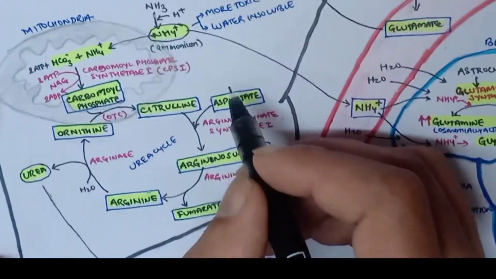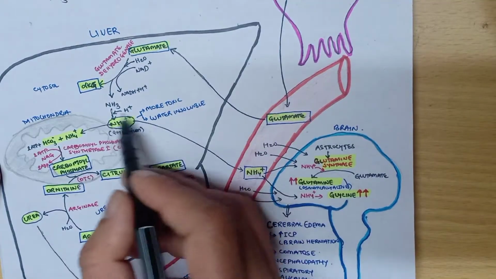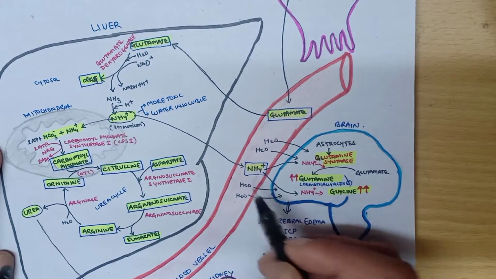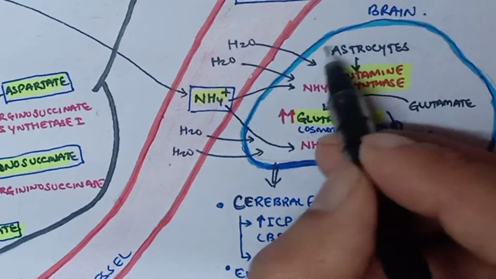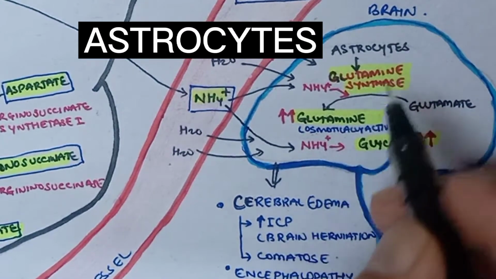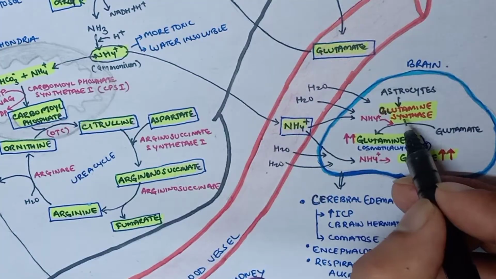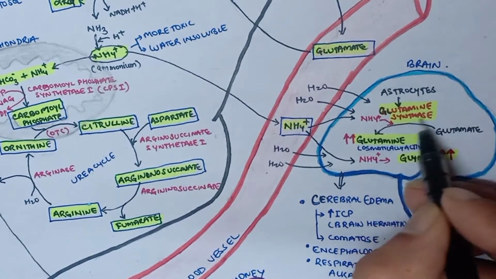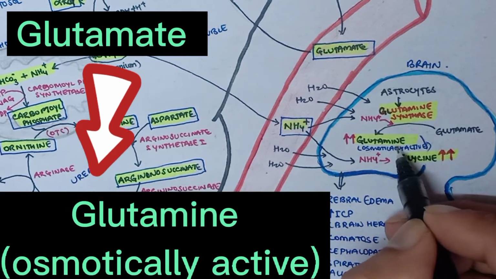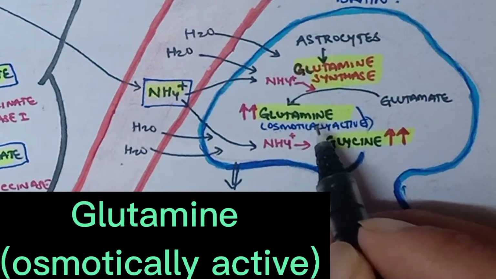Now this ammonia will be taken into the blood circulation. So ammonia from the liver will go into the blood circulation. And in the brain there are specialized cells known as astrocytes. These astrocytes will produce glutamine synthase, and this glutamine synthase converts glutamate into glutamine, and this glutamine is osmotically active.